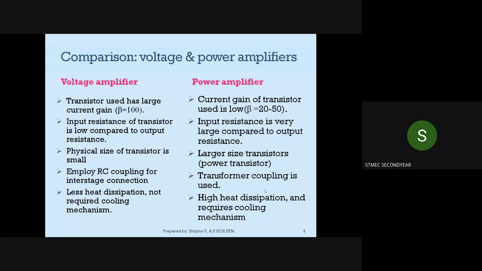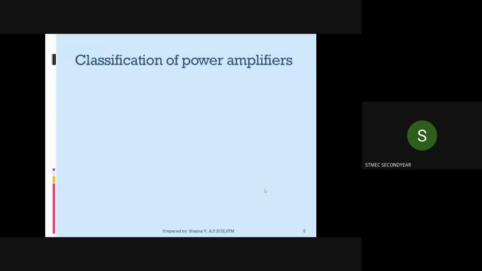One more thing: it does not amplify the power, but it converts DC power. It draws power from the DC supply and gives it to the AC output. Okay, the power conversion, more power provided. That is the power amplifier.